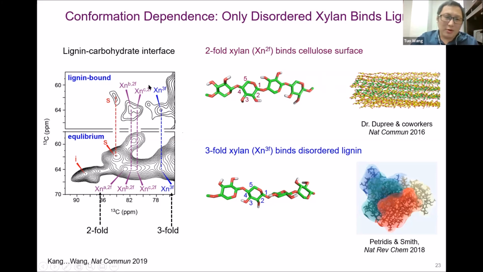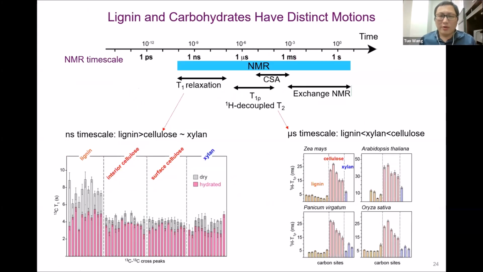So the dominant signal comes from the threefold Xylan, as well as the 2 twisted conformers of the twofold Xylan, indicating that the non-flat structure of the Xylan is binding the intrinsically disordered aromatic domains of lignin. So the Xylan-lignin interaction is conformation dependent. NMR is a powerful tool for investigating molecular motions with well-resolved, well-established techniques.